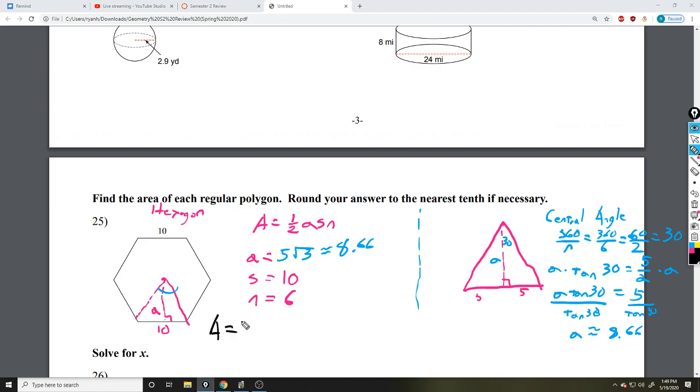So the area is 1/2 my apothem, which is 5 square root of 3, times your side length, which is 10, times the number of sides, which is 6. And so that's going to turn out to be something that will round to 259.8. And our units should be squared since it's an area.